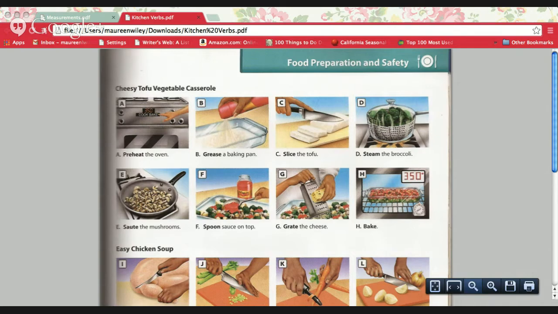Okay, so how about we hear from Mahmoud? Can you read letter H? Bake. Okay, so bake is to cook something in the oven. You could bake a cake. You can bake a casserole. In this case, they're baking this cheesy tofu vegetable casserole. It says 350 degrees. I'm sure that is in Fahrenheit, so it's not that hot. So, Mahmoud, can you give us an example of the word bake in a sentence?